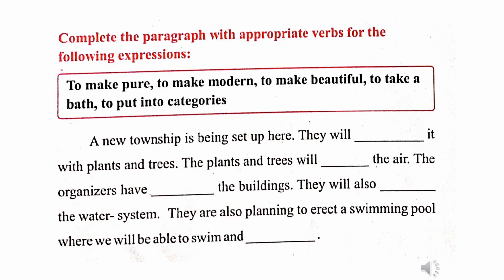Next, we are moving to our exercise. Complete the paragraph with appropriate verbs for the following expressions. In the box, you can see some expressions. We have to make an appropriate verb from that expression and fill the following blanks. First, to make pure. Here we can make the verb purify. To make modern, modernize. To make beautiful, beautify. To take a bath, bathe. To put into categories, categorize.